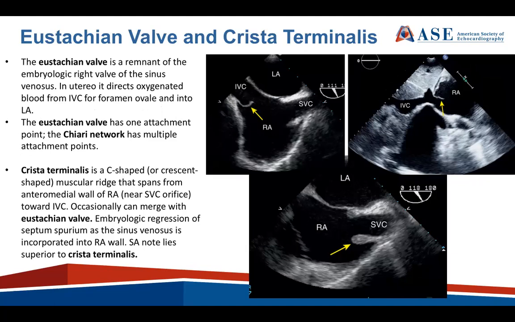The eustachian valve is usually benign, often an incidental finding, and very rarely can have complications such as infection or thrombus formation. The crista terminalis is a C-shaped or crescent-shaped muscular ridge that spans from the anteromedial wall of the right atrium near the SVC orifice, and it's directed towards the IVC typically. Occasionally, it can merge with the eustachian valve, and the embryologic regression of the septum spurium at the sinus venosus is incorporated into the right atrial wall. The sinoatrial node lies superior to the crista terminalis, and so these are relevant adjacent structures that you should be familiar with, to recognize what both the eustachian valve and the crista terminalis look like.